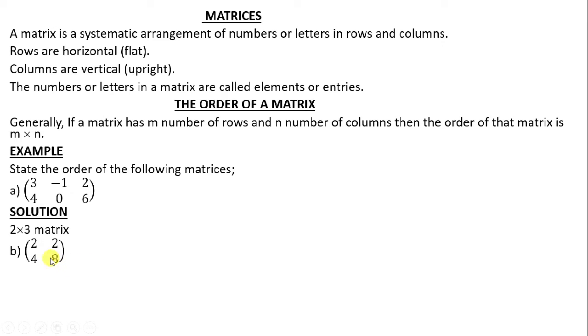We go to another example. We have 2 and 2 in the first row, 4 and 8 in the second row, 2 and 4 in the first column, 2 and 8 in the second column. Now, when you have the same number of rows and the same number of columns, it is called a square matrix. So this is a 2 by 2 square matrix.